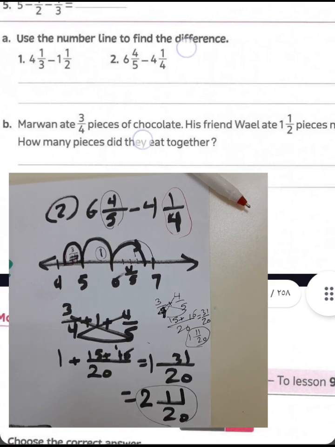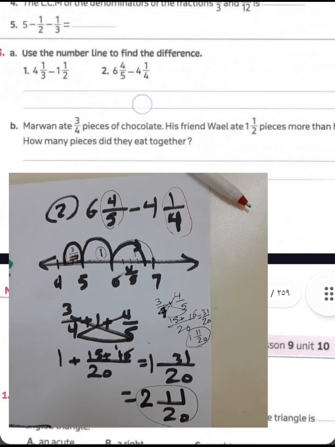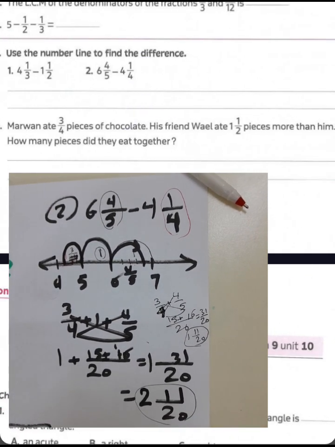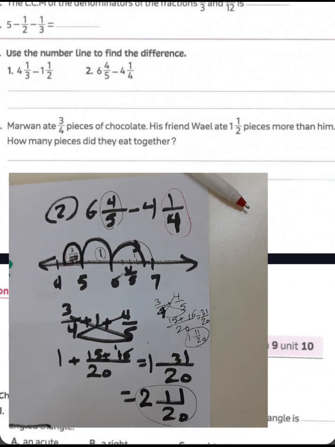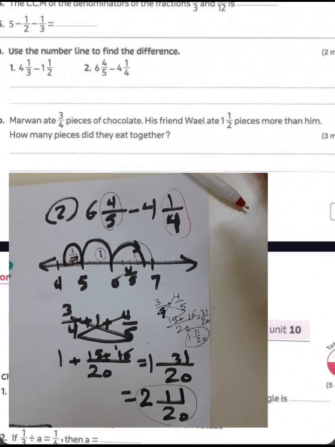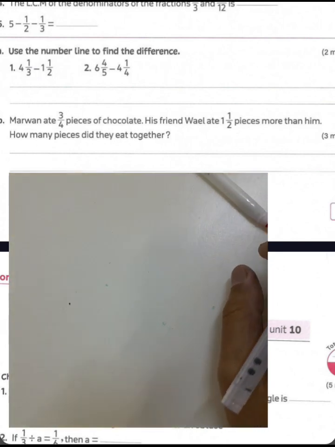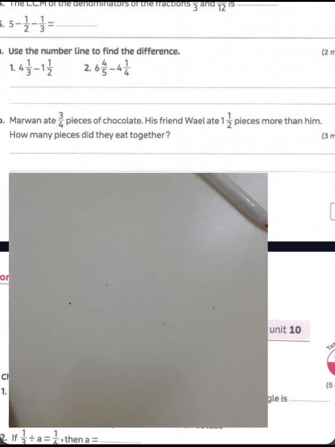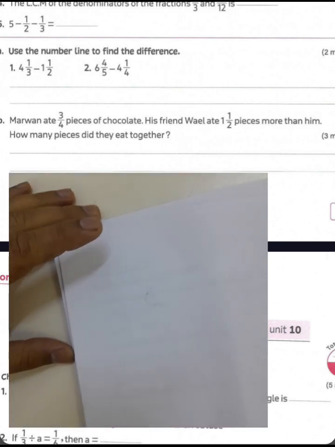Question letter B. Marwan eats 3/4 pieces of chocolate. His friend Wael ate 1.5 pieces more than him. How many pieces did they eat together? Okay, we can find the number here. What did Wael eat? Wael ate 1.5 more than him.